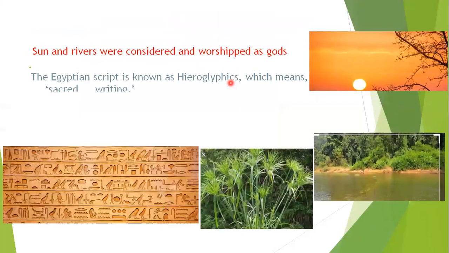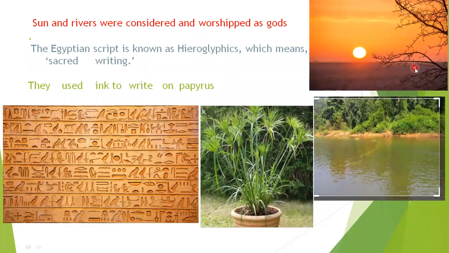Next, children. Sun and river were the main gods worshipped in the Egyptian civilization. The Egyptian script is known as hieroglyphic. What is the script? Hieroglyphic is the script of the Egyptian civilization. How did they write? With the help of papyrus.